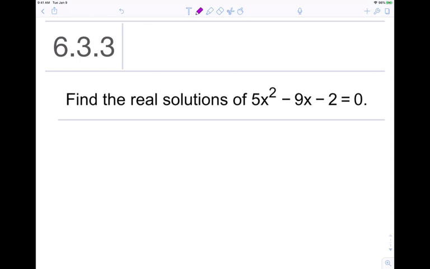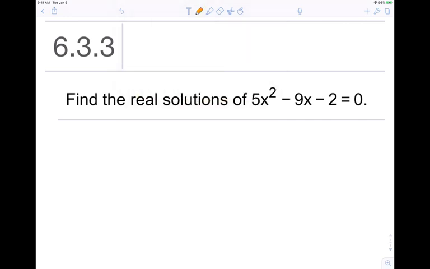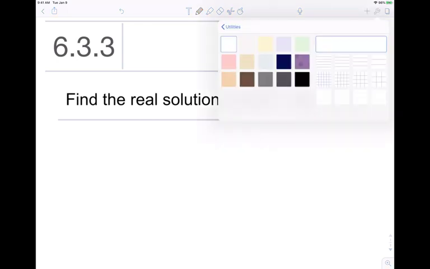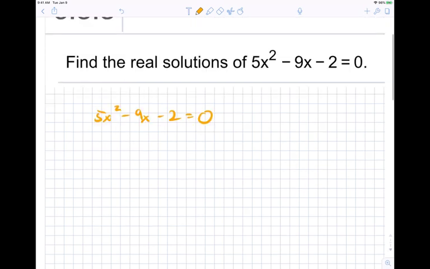What color you feeling? Give me a color. Yellow. So I'm going to do orange because yellow is hard for me to see. That's okay. And actually, I like to do this. Let's go paper. And I like my graph paper. It just makes me feel better. Okay. So the original we have is 5x squared minus 9x minus 2 equal to 0, right? So we want to factor this.